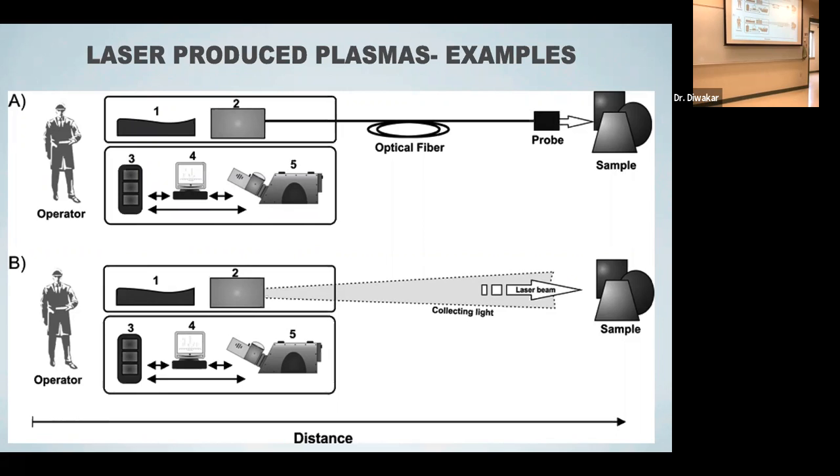Suppose you don't want to be in places where it's dangerous. For example, a nuclear reactor. You want to see, or somewhere if there's a leak of some gases, you don't want to be there. So you can send the light just because it's an optical phenomenon, light going in, light coming in. You can be far away and you can do the detection.